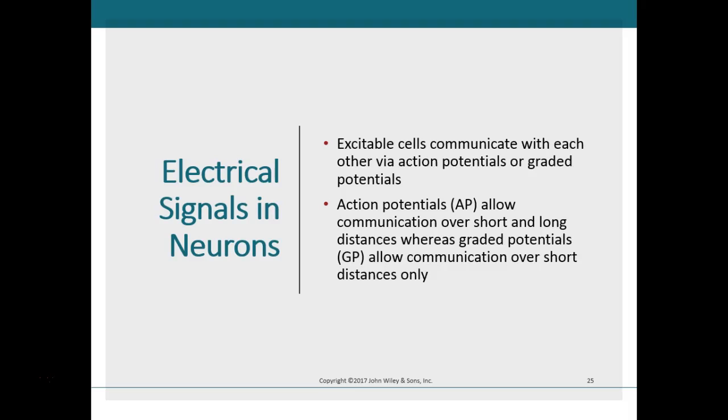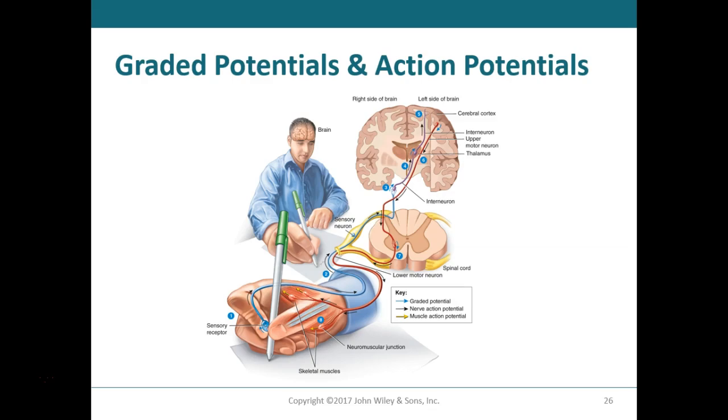Neurons are electrically excitable cells that communicate with each other using two types of electrical signals: graded potentials that are used for short distance communication and action potentials that allow for communication over long distances in the body. When an action potential occurs in a neuron or a nerve cell, it's called a nerve action potential, or commonly just a nerve impulse. So to understand the function of graded potentials and action potentials, let's think about how the nervous system allows you to feel that pen that you're taking notes with.